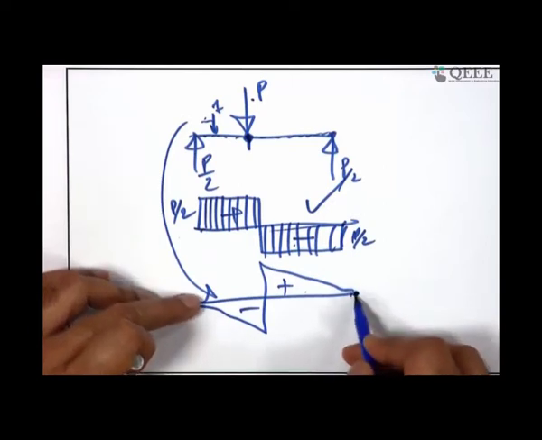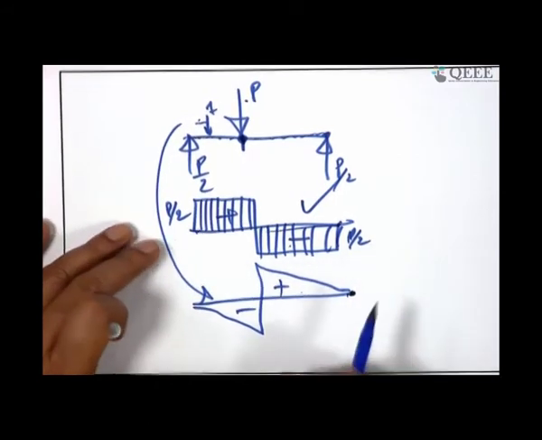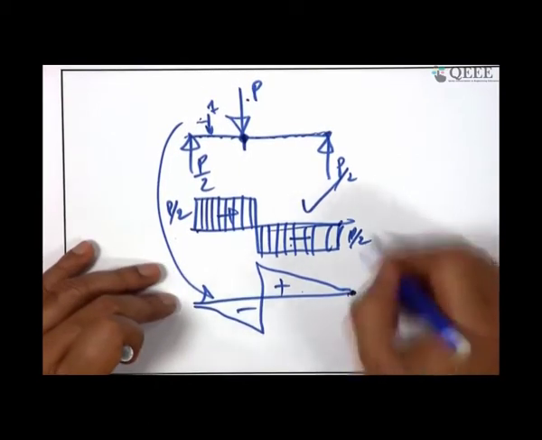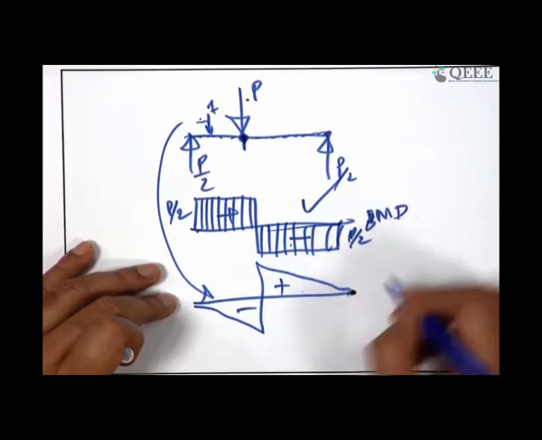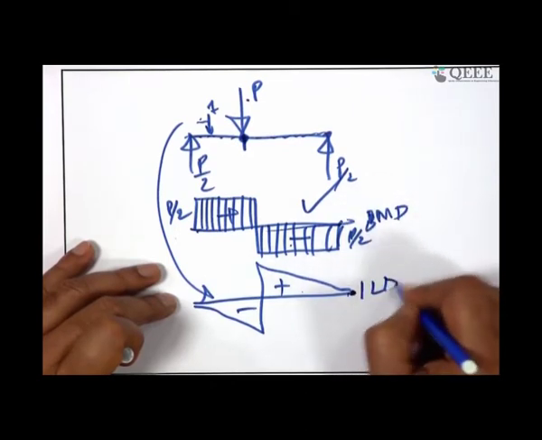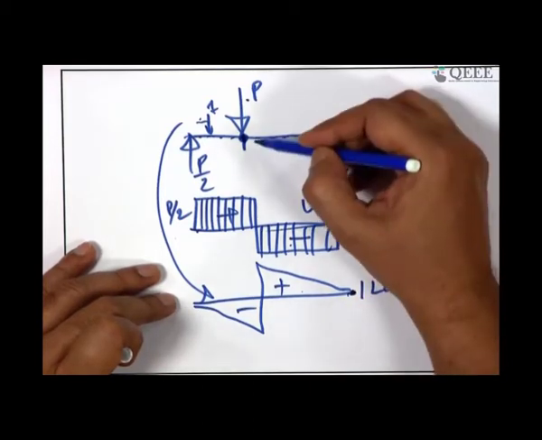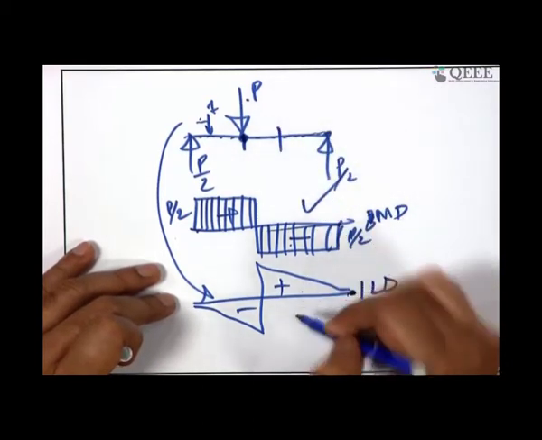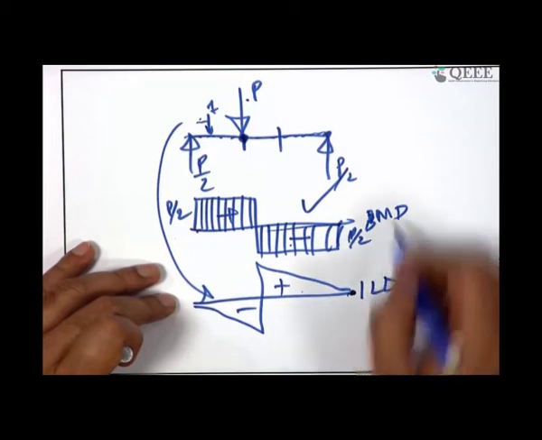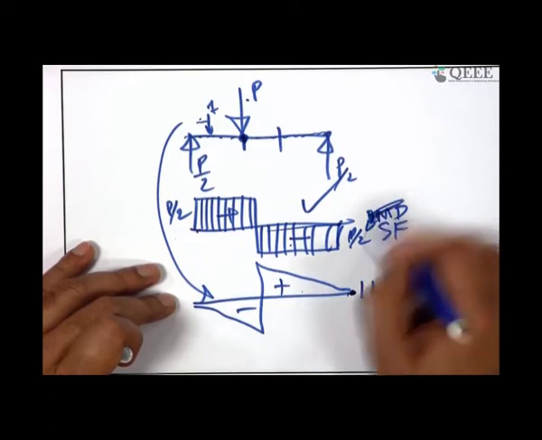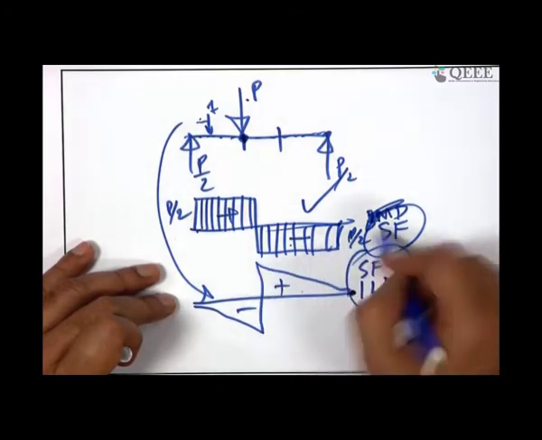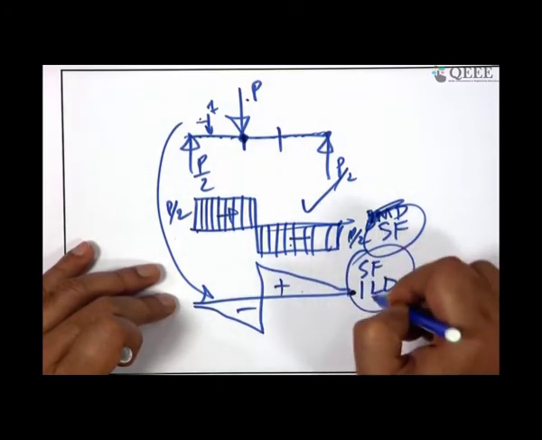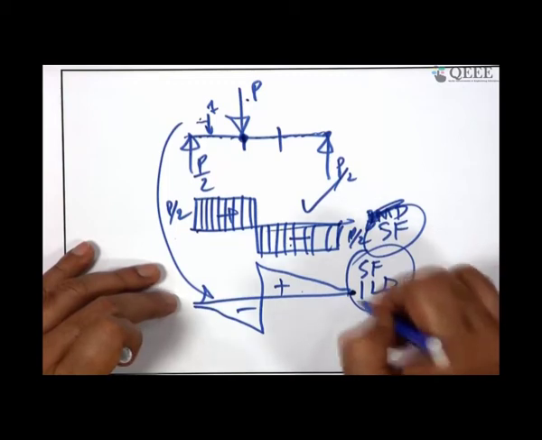The better you train your mind to accept that this is the bending moment diagram itself, a spatial variation, and this is the influence line diagram for the bending moment at a section. For another section, this is not the bending moment, this is the shear force. So, you better train yourself: this is a shear force diagram, and this is the shear force influence line diagram.